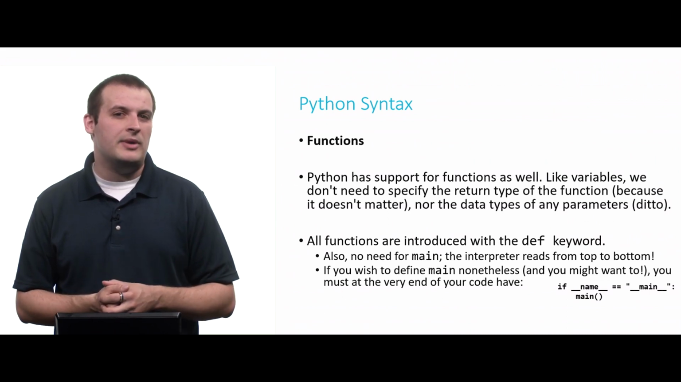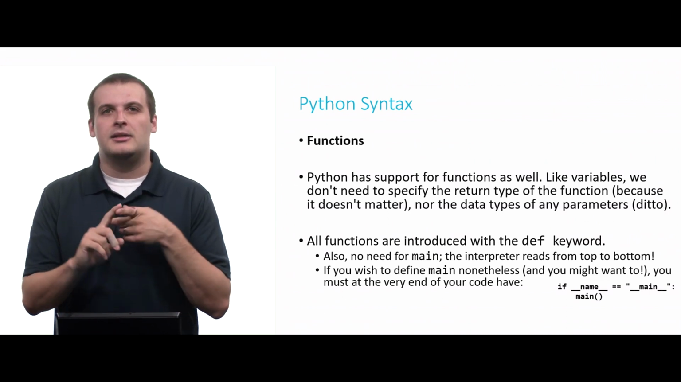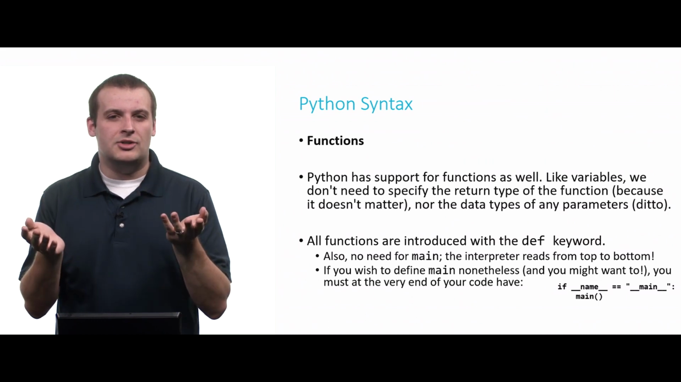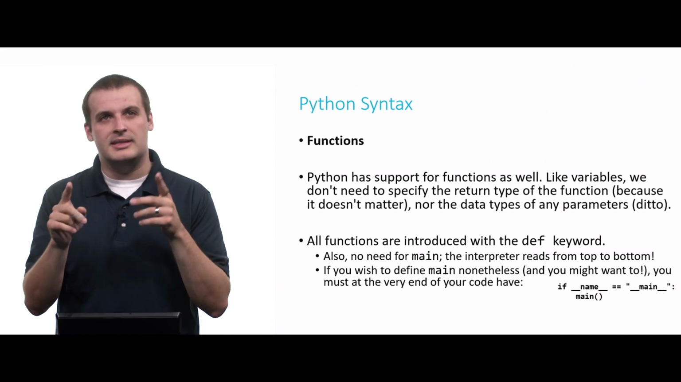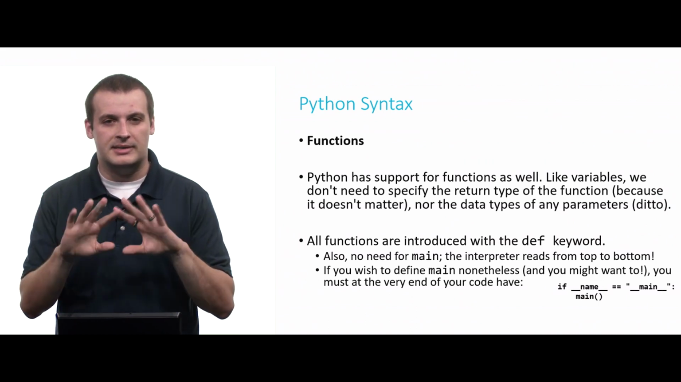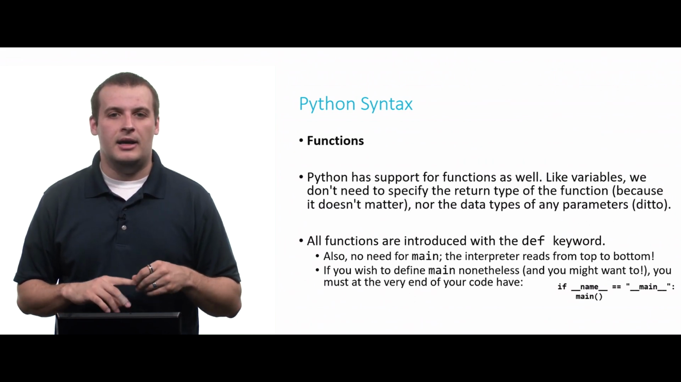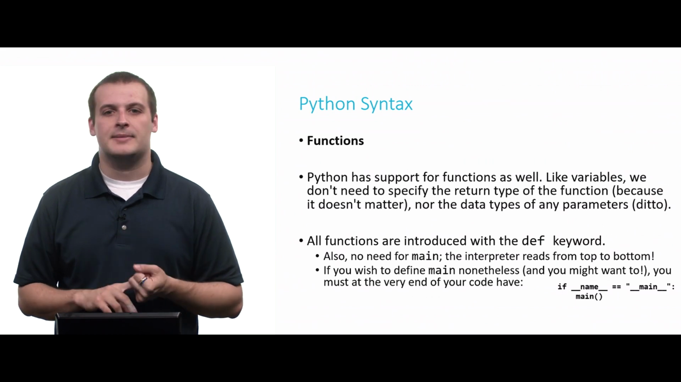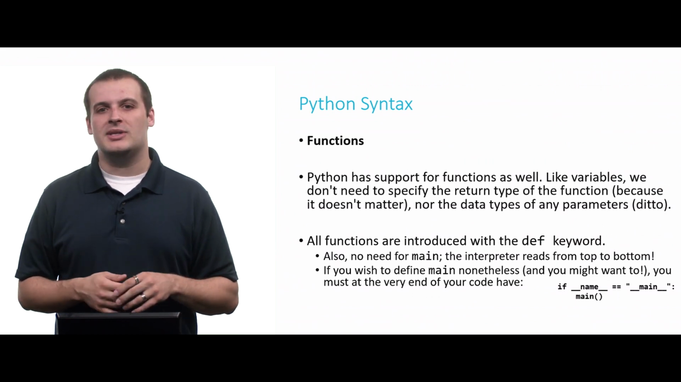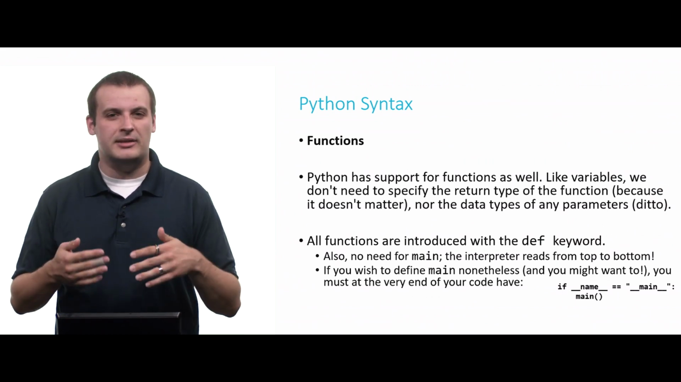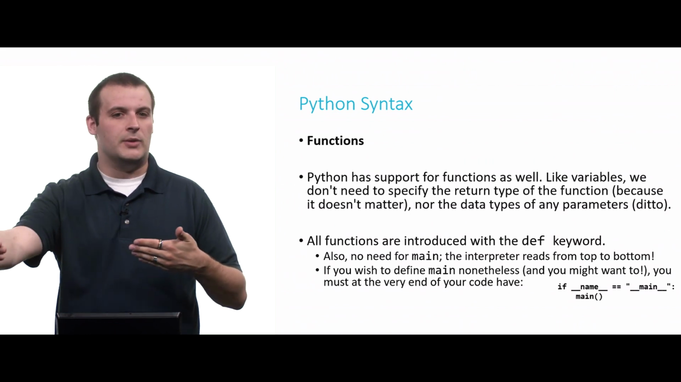So recall from C that we had to specify something like int square. Maybe it took an integer as its input. So int square, parentheses, int x, semicolon, all this stuff we have going on. We don't have to specify any of those data types. We just have to specify the name of the function and any parameters that it takes. We introduce a function using the keyword def. So basically think about it as defining the following function.